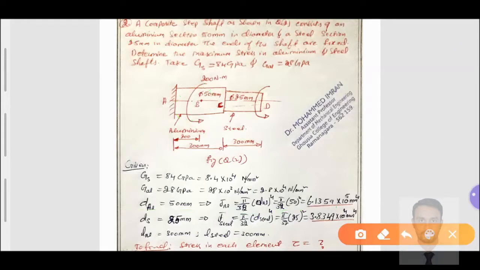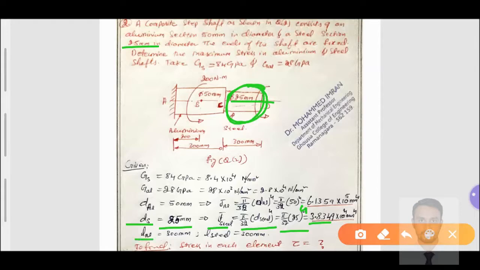Similarly, we have the steel element, D_S, which is equal to 25 mm. The diameter is given in the statement and in the figure. Find the polar moment of inertia for the steel element. J steel is equal to pi by 32 D steel to the power 4, that is pi by 32 times 25 to the power 4, which equals 3.8349 into 10 to the power of 4 millimeter to the power 4.